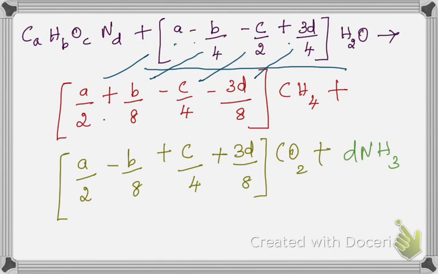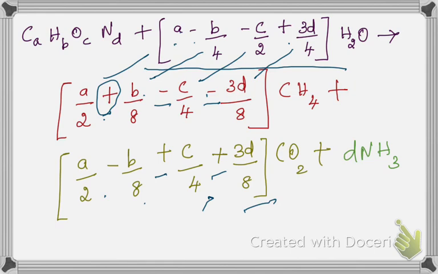So see here, A by 2, B by 8, C by 4, 3D by 8. So what we have done is that only the sign has changed. Plus has changed into minus, and minus has changed into plus, and again this minus has changed into plus. So in this way you can remember it very easily.